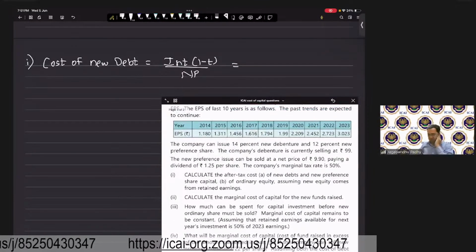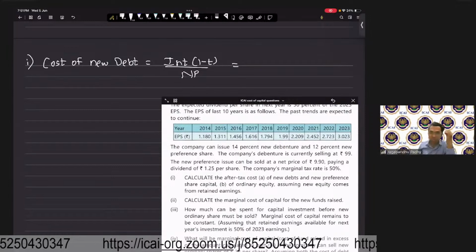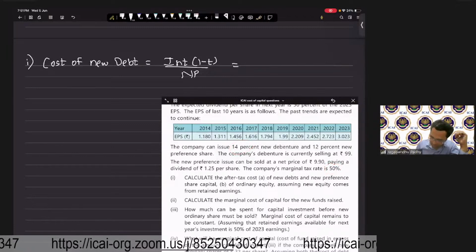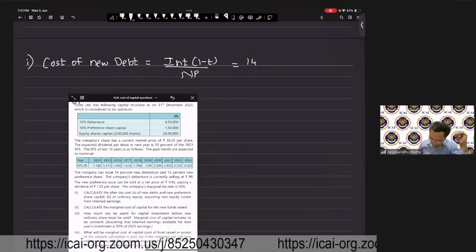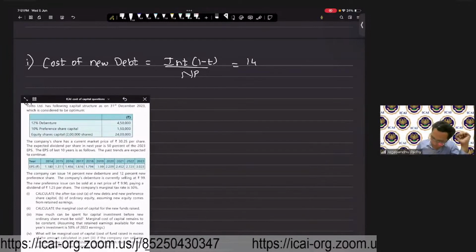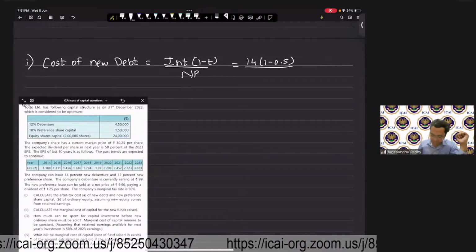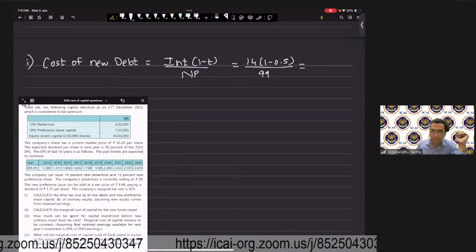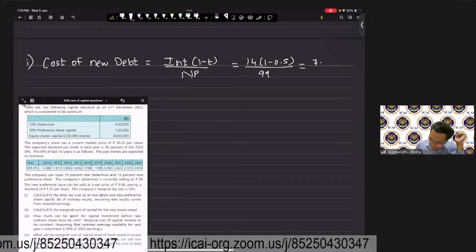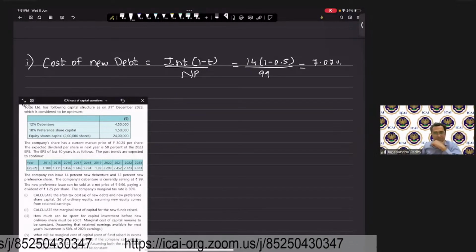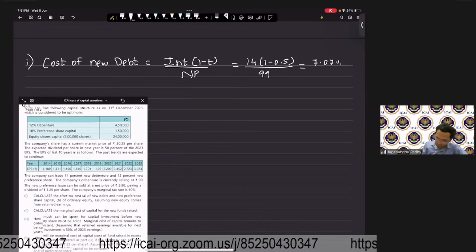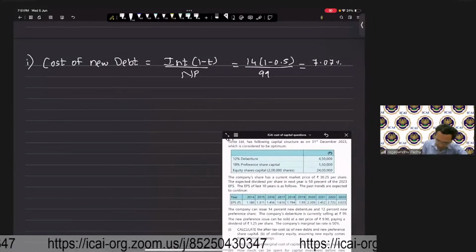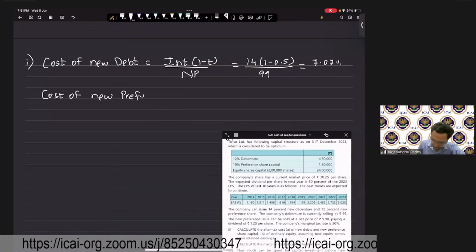Now in this case, we know that the debentures can be issued with the interest rate of 14% and the tax rate is 50%. We'll say interest is 14 into 1 minus 0.5, which is the tax rate, divided by net proceeds of 99. That's going to give us a cost of new debt as 7.07. The question also asks us to compute the cost of new preference shares. Cost of new preference shares.